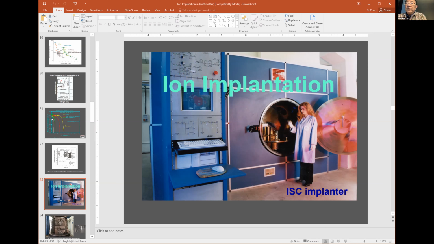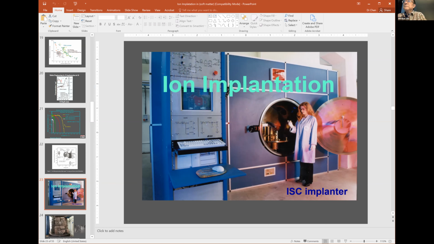Also, you can use it for making all the cutting tools in a machine shop. You have drillers, you have cutters, you have lots of large and many small pieces, or even a steak knife can be implanted to make it very, very hard. So that is one thing about implantation.